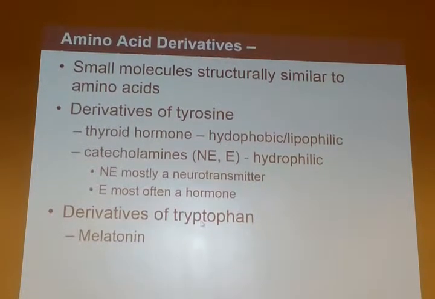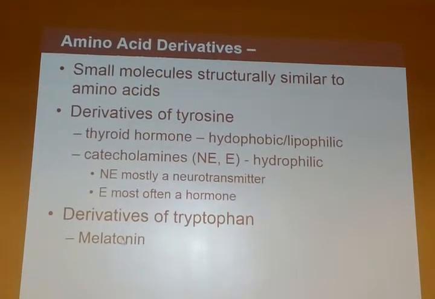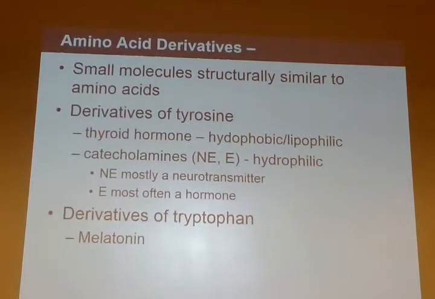Tryptophan, another amino acid, you make melatonin out of it. Melatonin controls your light-dark cycle, so your sleep cycle, also reproduction cycle.